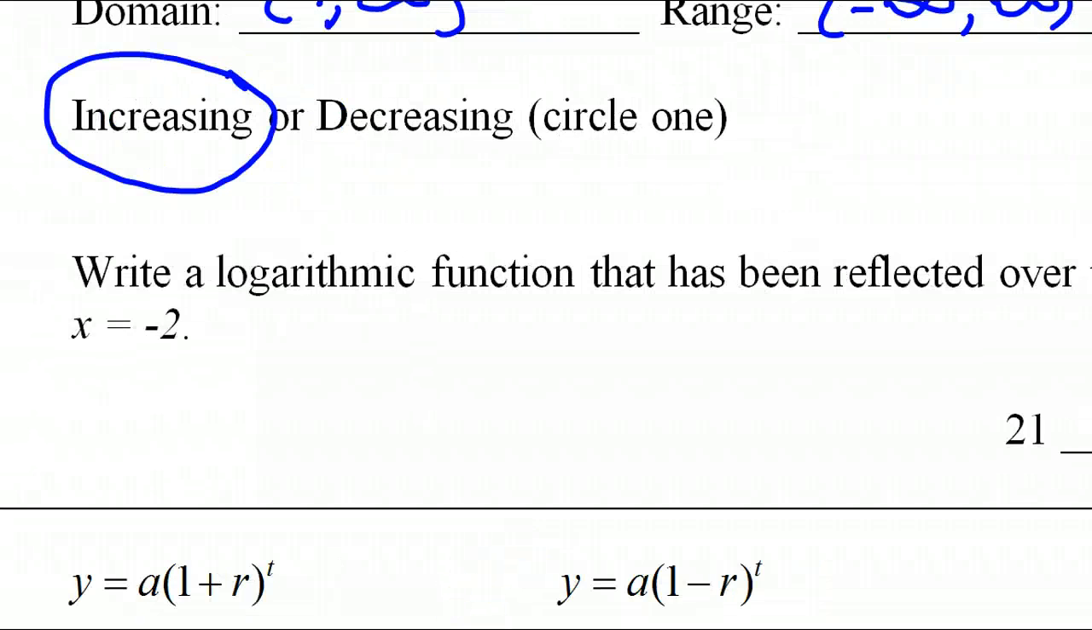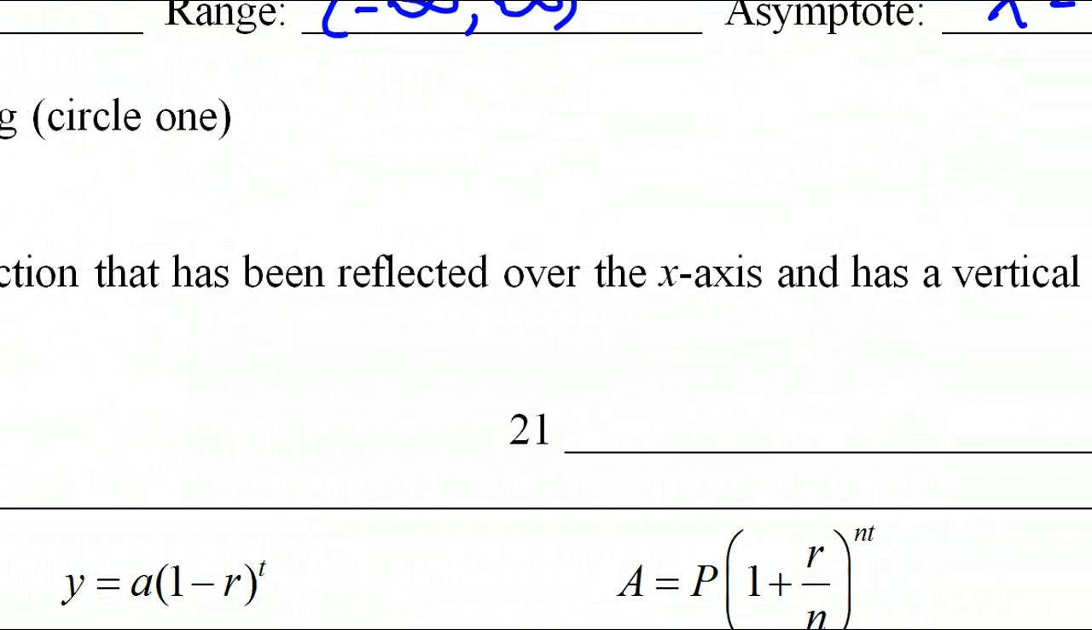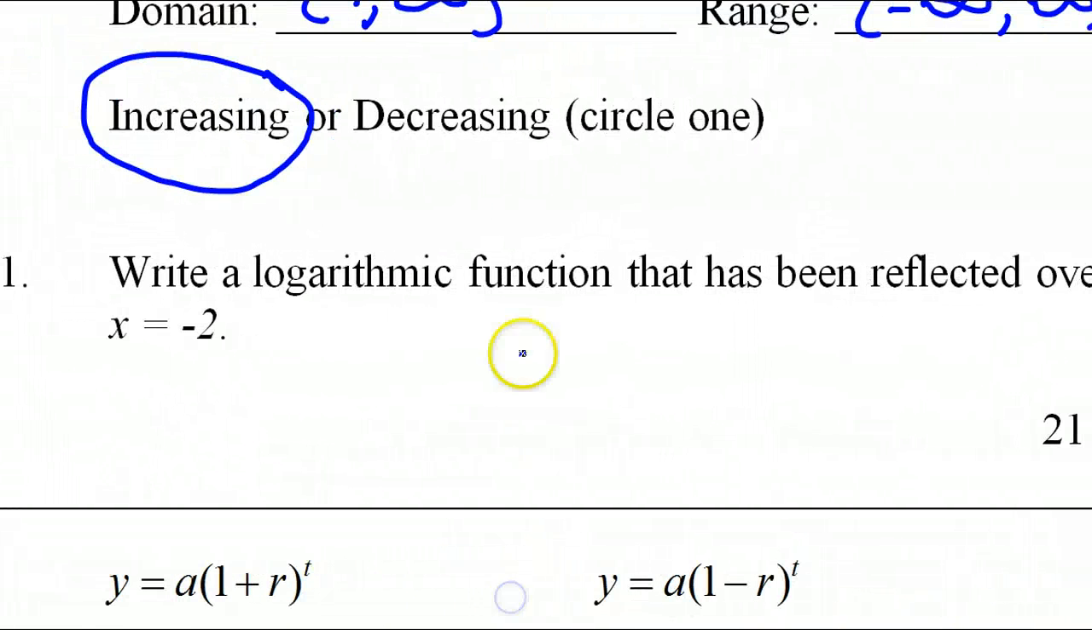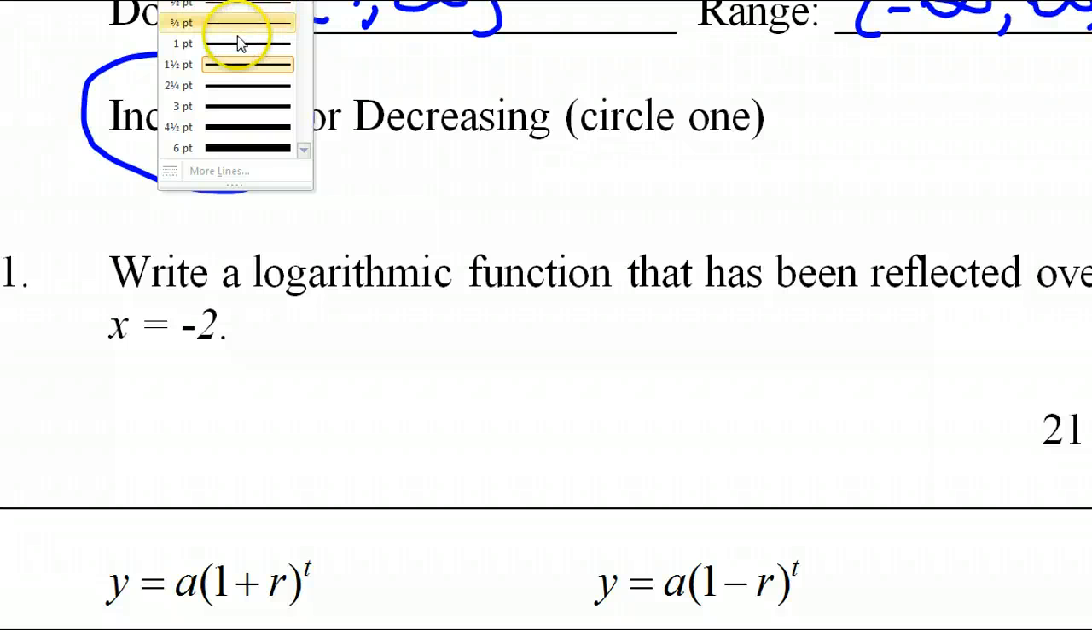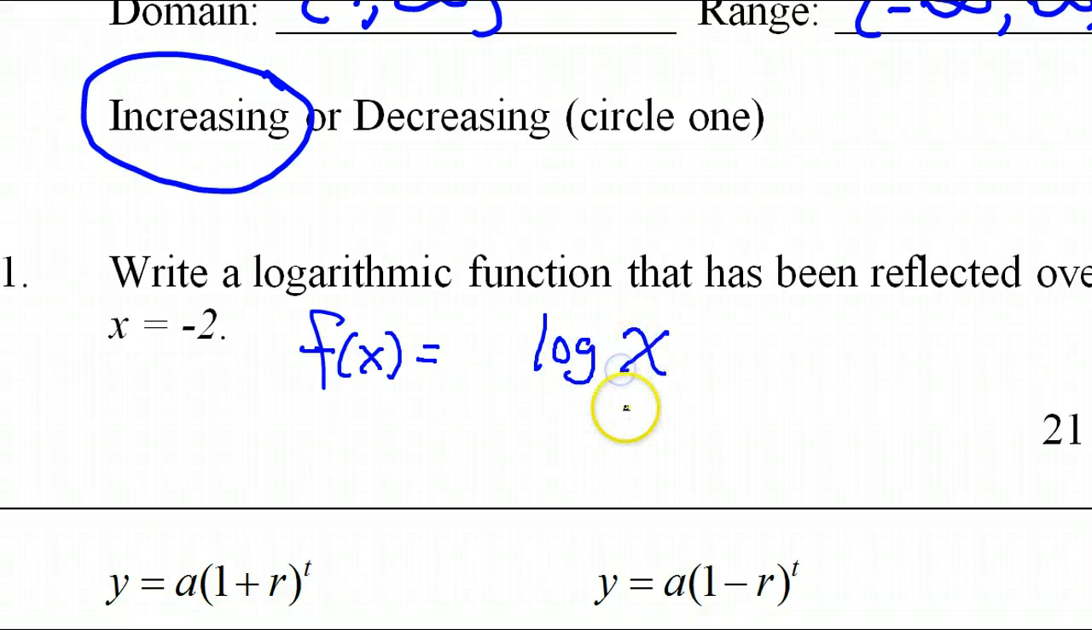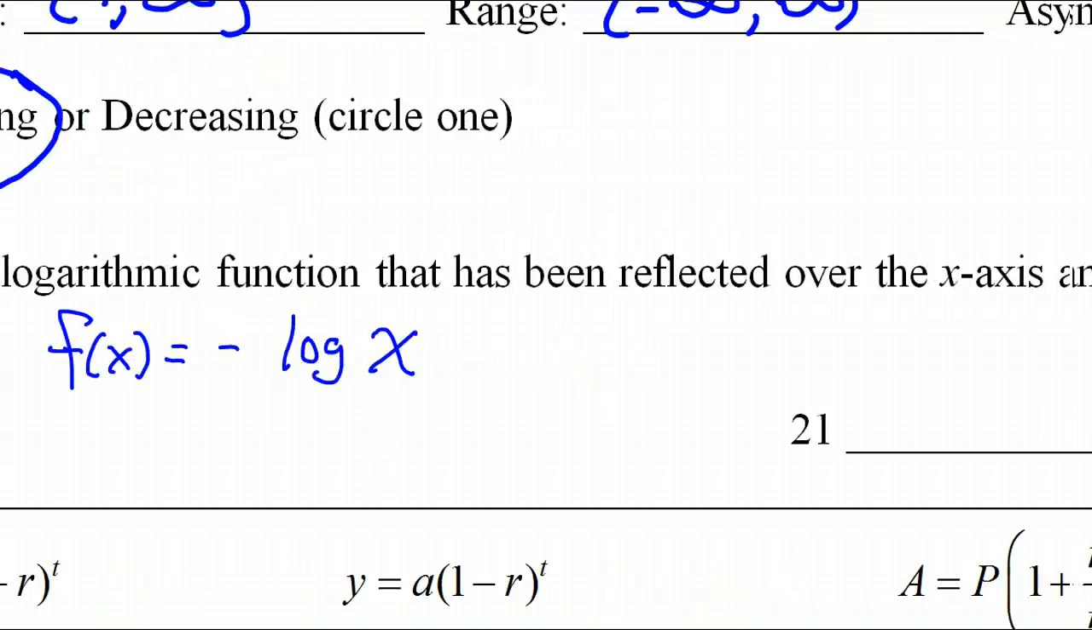Number 21. Write a logarithmic function that has been reflected over the x-axis and has a vertical asymptote of x equals negative 2. Well, reflected over the x-axis. Well, first of all, a log function. Here's a nice parent function. We'll just say log x. Now, if it's going to be reflected over the x-axis, that means it has to have a negative sign in front. Alright? There, it's reflected over the x-axis.